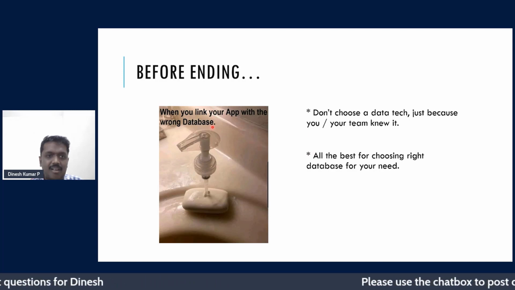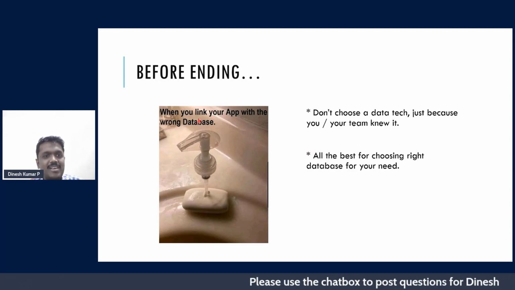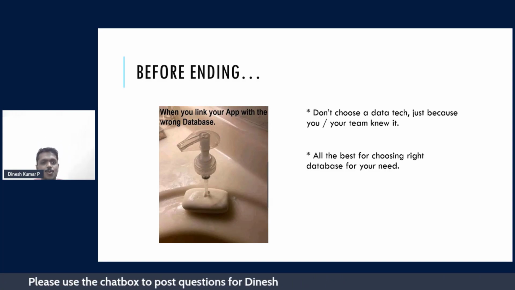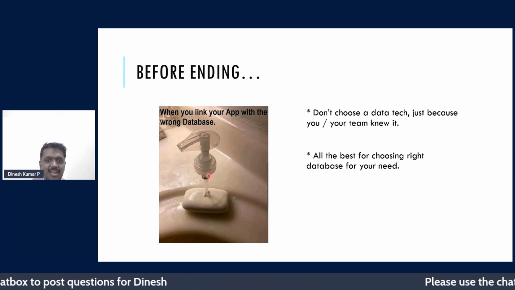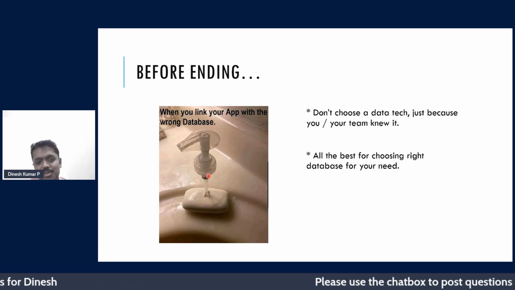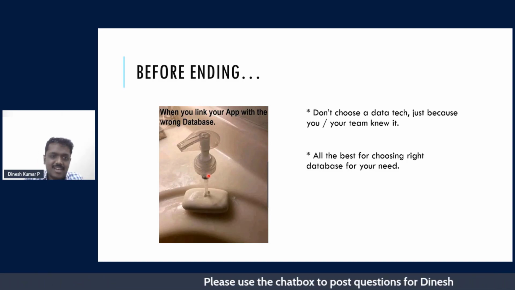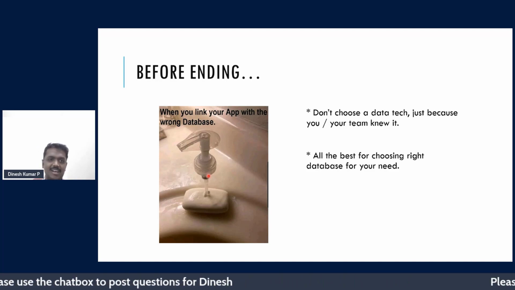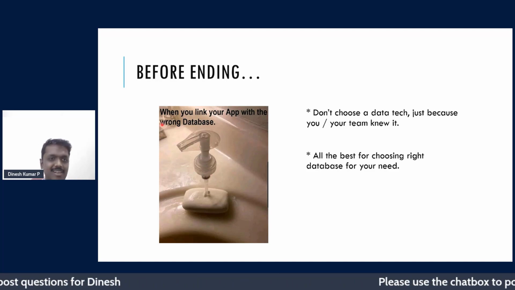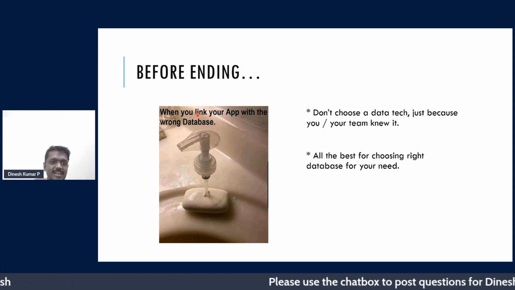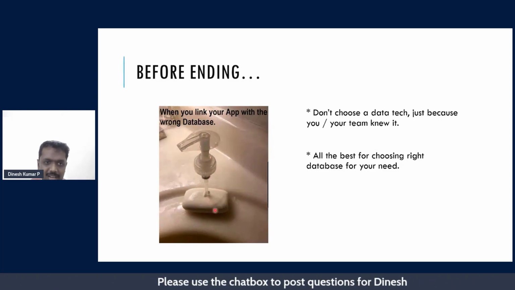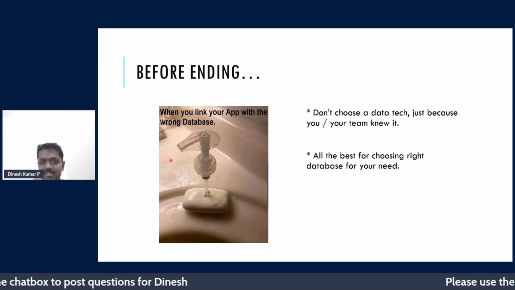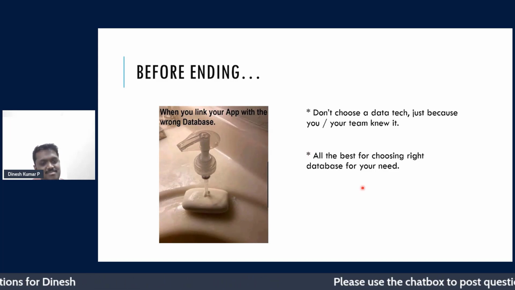And if you link your app with the wrong database, this is what is going to happen. I think soap and hand sanitizer are what we use pretty much in our lifetime, but in the past 2 years we have been using them very much. So I thought this would be a very good example to place here as a meme. So if you link your app with the wrong database, this is what happens. The data would be there, and the app would be accessing it, but there will be no result coming out at all, right? So that's just a simple example.